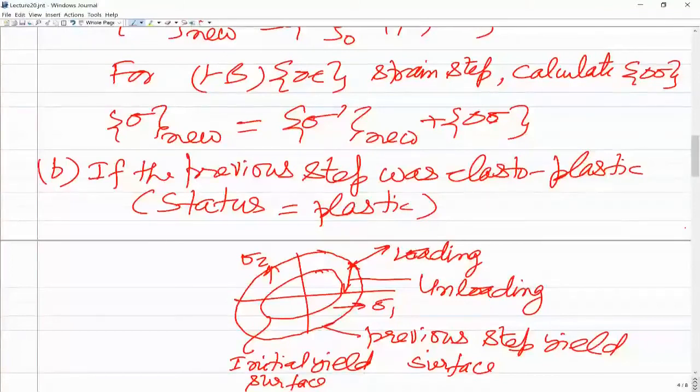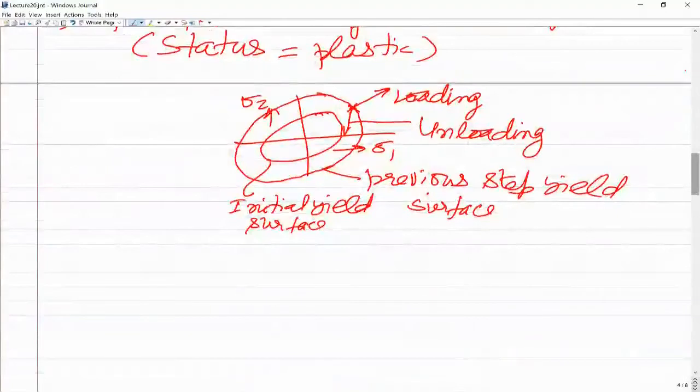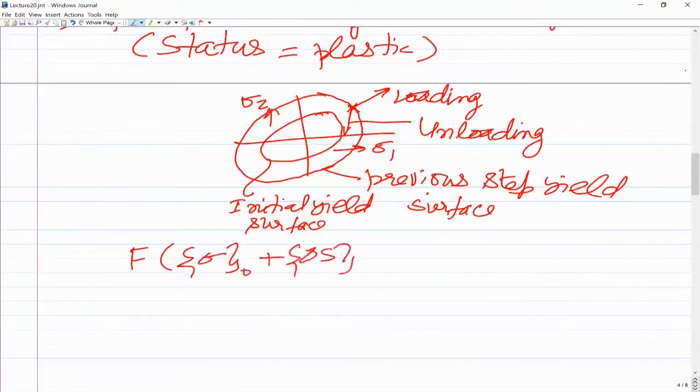So how do we check whether it is loading or unloading? For checking that, we look at f evaluated at the current trial stress, and the current trial stress would be this sigma naught plus delta S. Delta S is the elastic predictor.